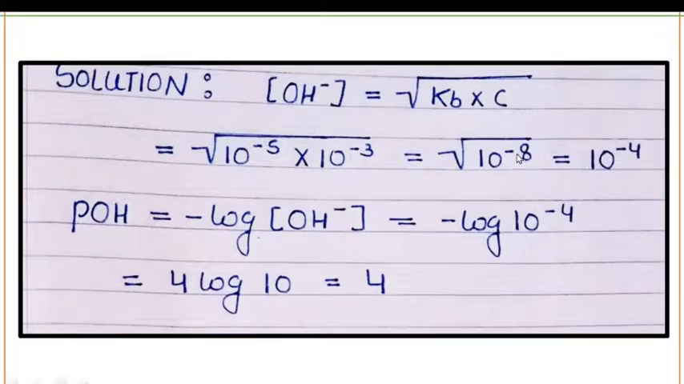Now to calculate the value of pOH, you have to put this concentration of OH- ions in the general formula, that is minus log of OH- ion concentration. When you put the value, you will get pOH equal to 4. How? Minus log 10^-4. This minus 4 power will come in front of log, then this will become 4 log 10, and the value of log 10 is equal to 1, which means pOH will be equal to 4.